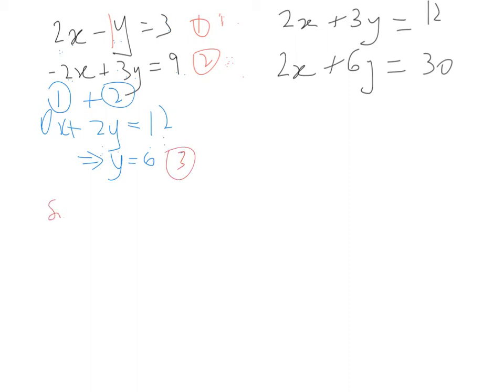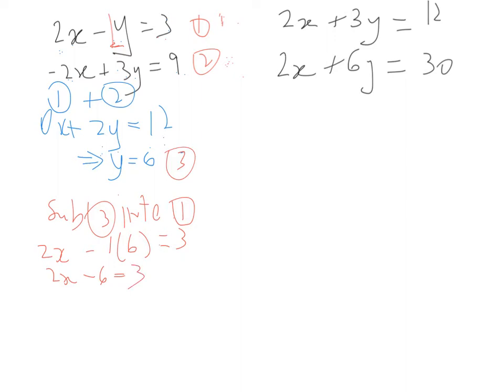And then we're going to substitute 3 into one of these two to make it easier to work with, and I'm going to put it into equation number 1 because I don't have to do any multiplication here. So now I'm saying 2x minus 1y, which is now 6, equals 3. So 2x minus 6 equals 3. And now we just solve it like normal.